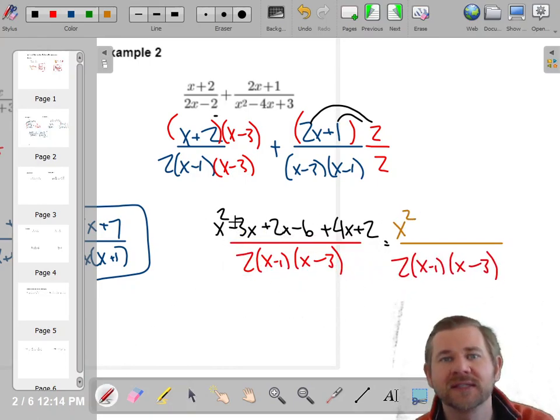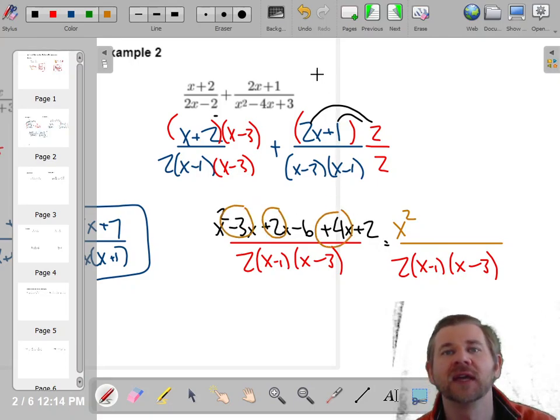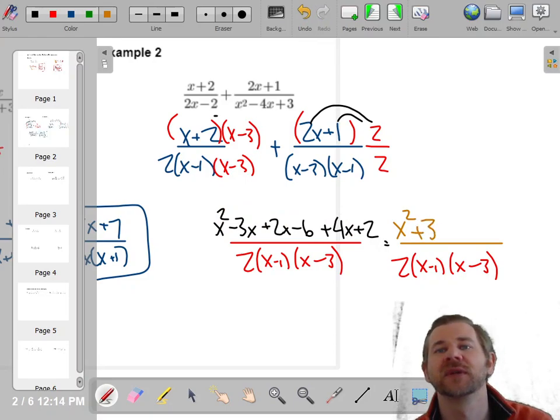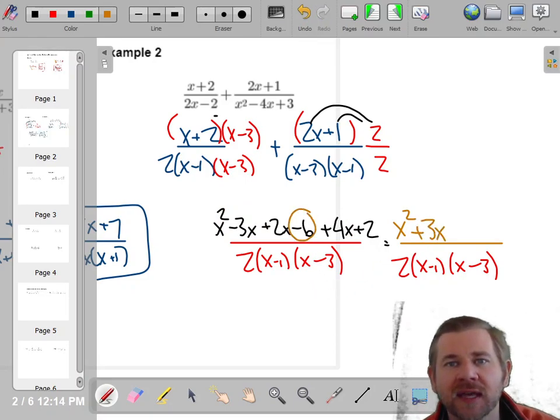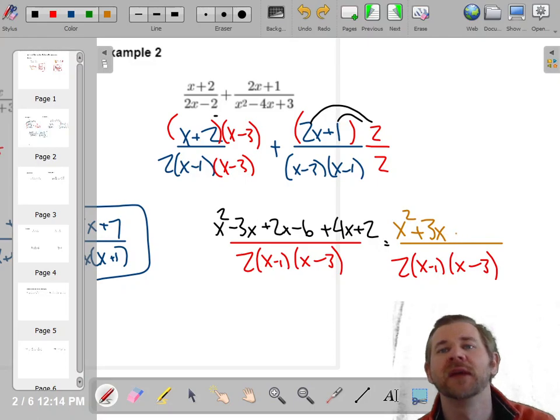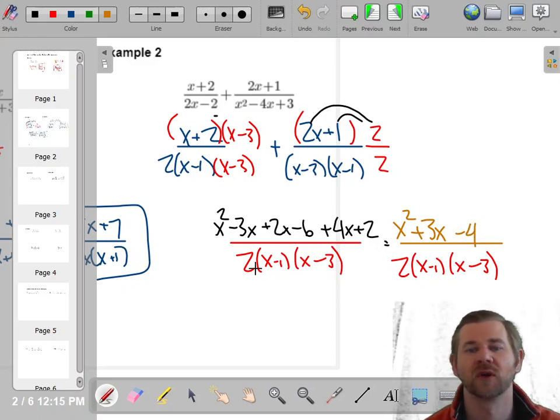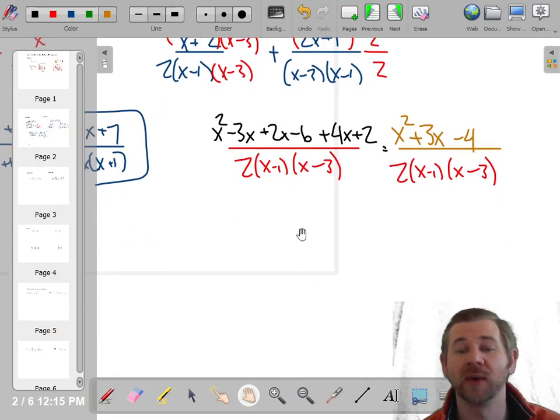X squared, let's see. Negative 3 plus 2 is negative 1. Negative 1 plus 4 is 3x. And let's see, negative 6 and 2 make negative 4. So now we've got the numerator simplified, but sometimes you can keep going.